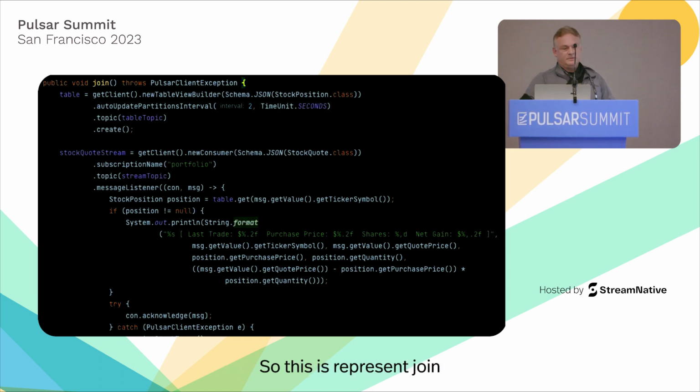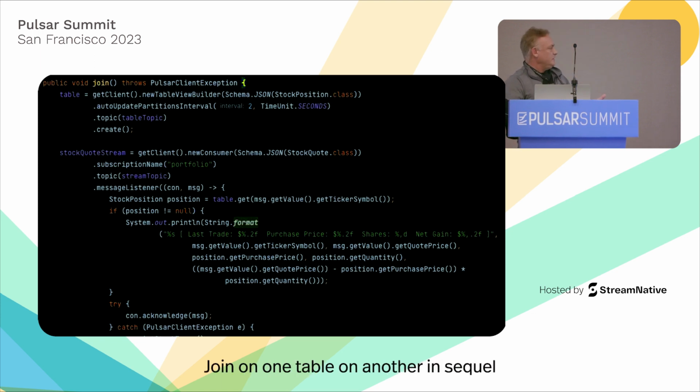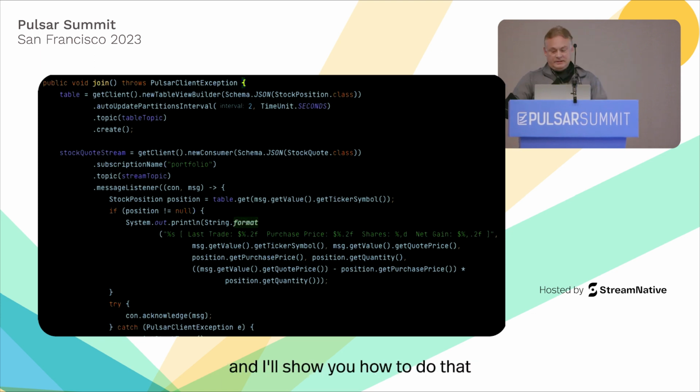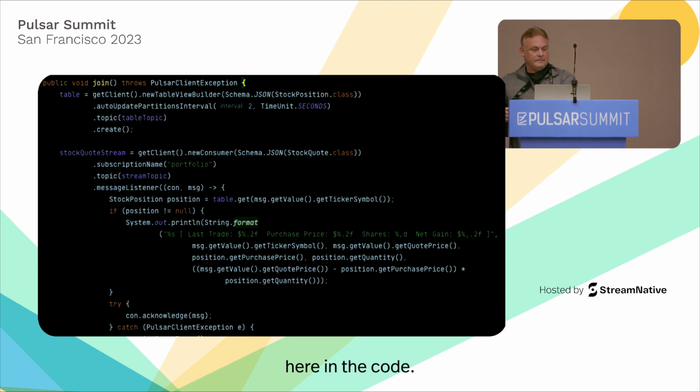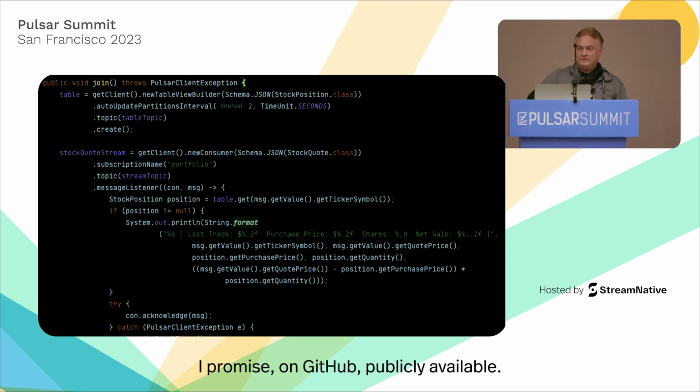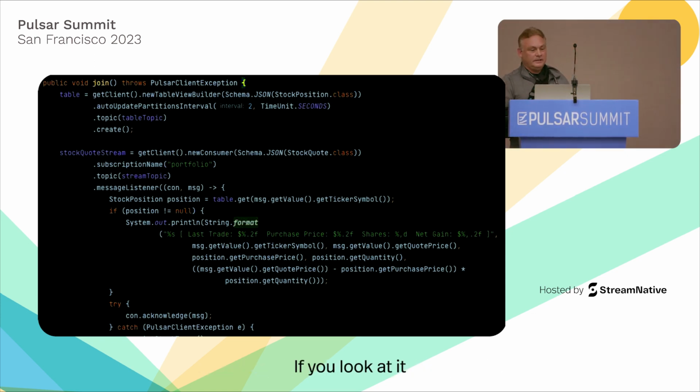So this will represent joining two table views together, and it's the equivalent of a left join of one table on another in SQL. And I'll show you how to do that here in the code. Again, I'm going very quickly, but the code is publicly available on GitHub. You can look at it.